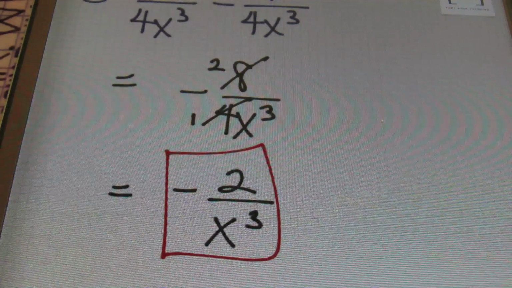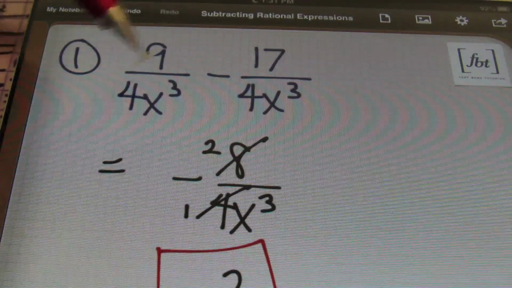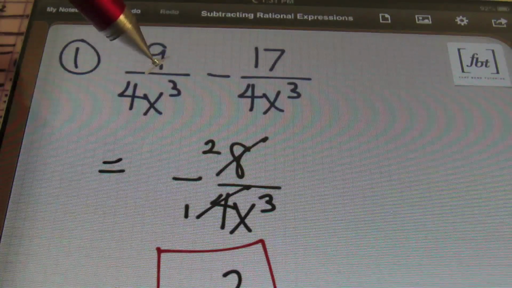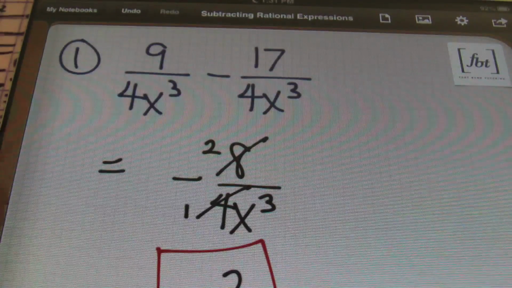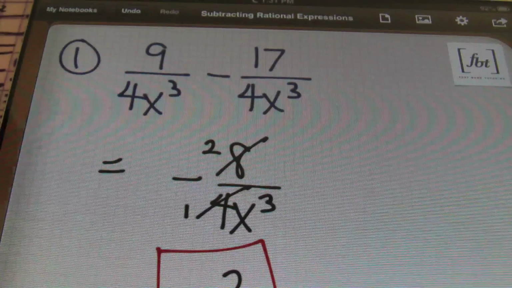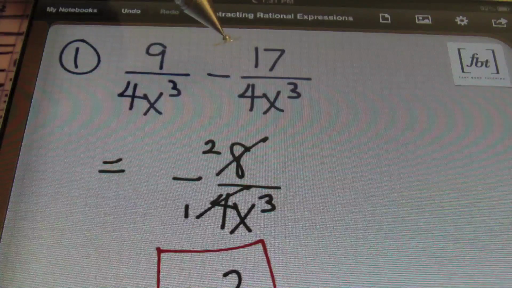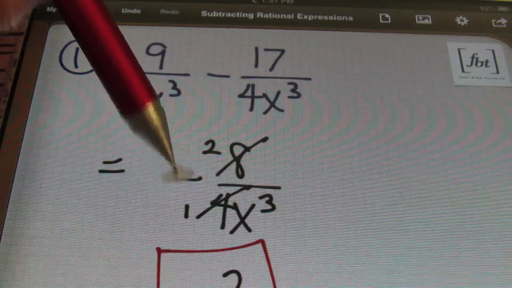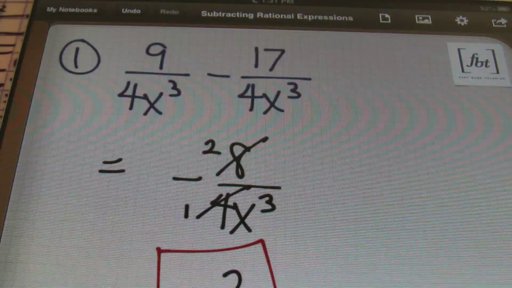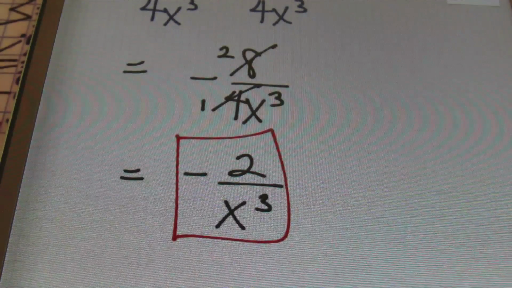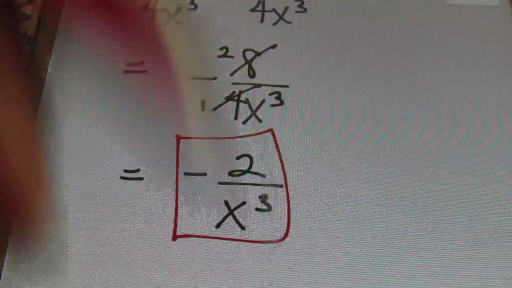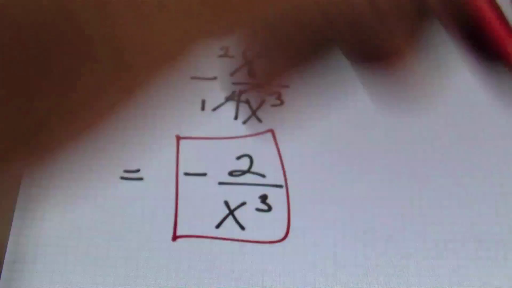Once again, from the beginning, we had to guarantee that we had a common denominator, and we did. So since they already had a common denominator, all you had to do was subtract. In other words, combine the numerators together. A positive 9, a negative 17 combined to give you a negative 8 over your common denominator of 4x cubed, and then we simplified to get an answer in a red box. And that's it. All right, let's move on to the next one.